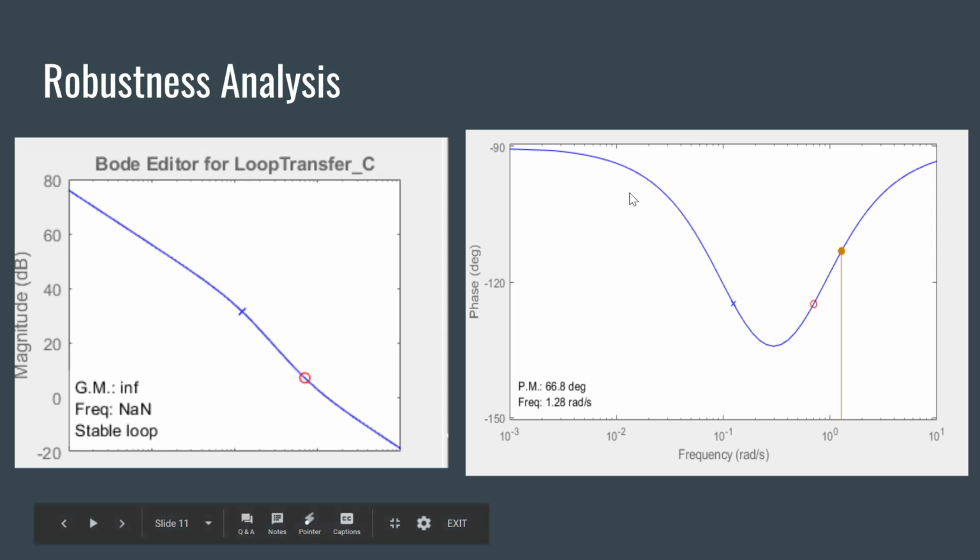According to the Bode plot for our system, the gain margin is infinite, and the phase margin is 66.8 degrees at a crossover frequency of 1.28 radians per second. According to these values, the maximum time delay before the closed loop system becomes unstable is 0.9108 seconds.